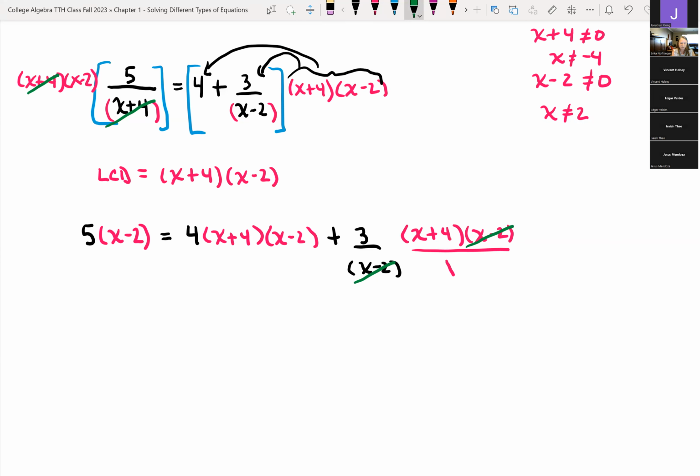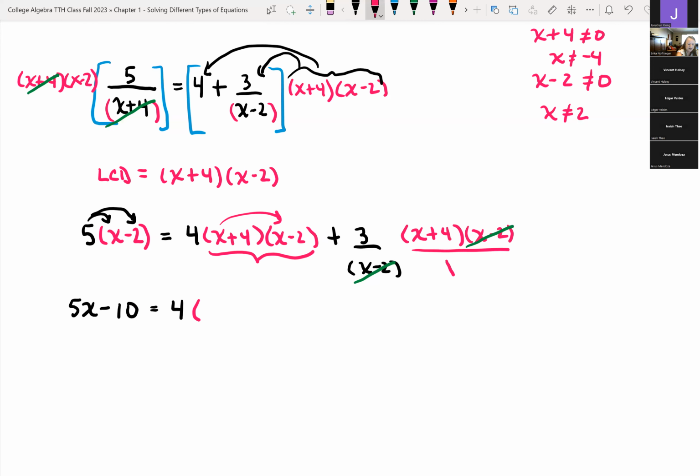So let's start distributing things. Looking at this 5, we can distribute it to the x minus 2. So distributing 5 times x, I get 5x, minus 5 times 2, I get 10. This is equal to 4 times, so let's distribute out x plus 4 times x minus 2.